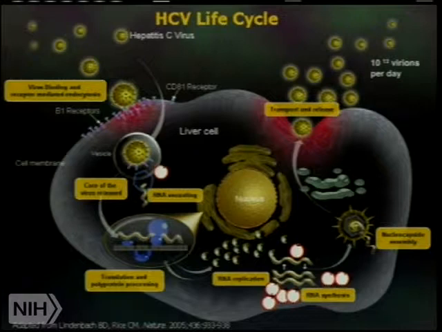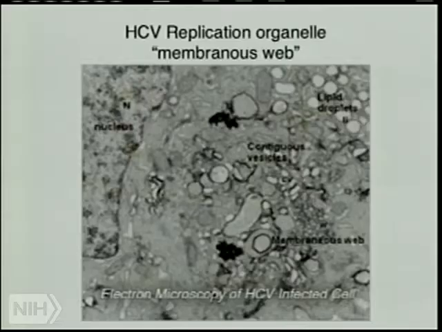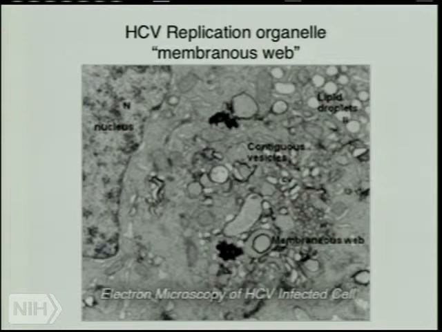OK. So what do these things look like? Well, I'll show you some EM pictures. Hepatitis C virus replicates on the endoplasmic reticulum. And this is a very poor EM picture, not taken by me, by another group. But it's called this membranous web. And you see these little vesicles, little tubular membranes.